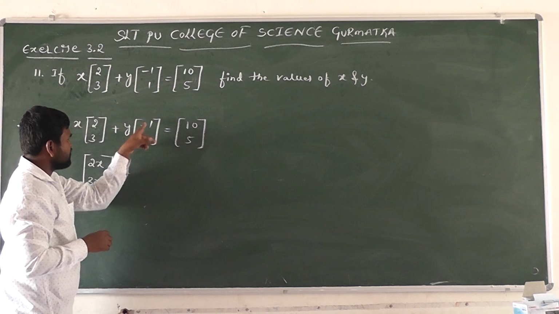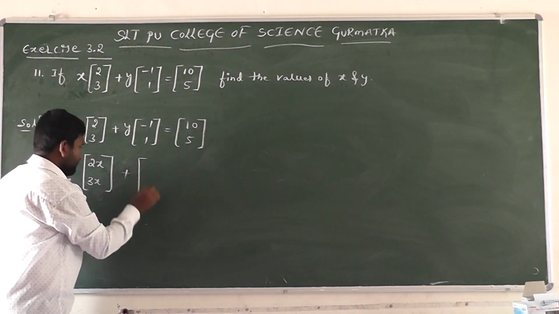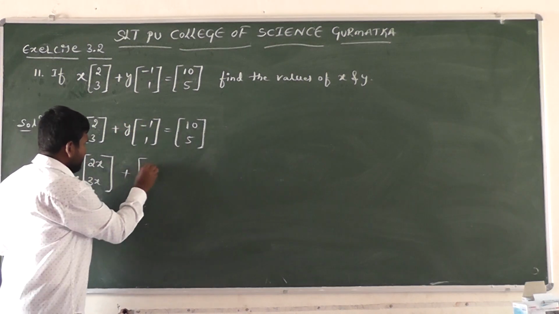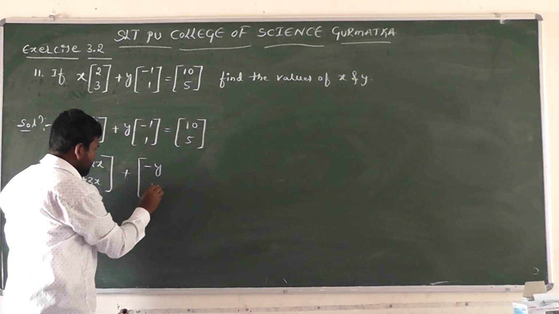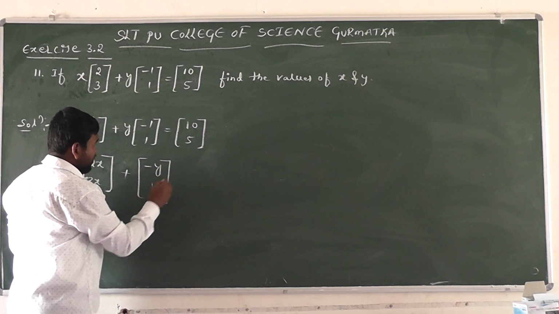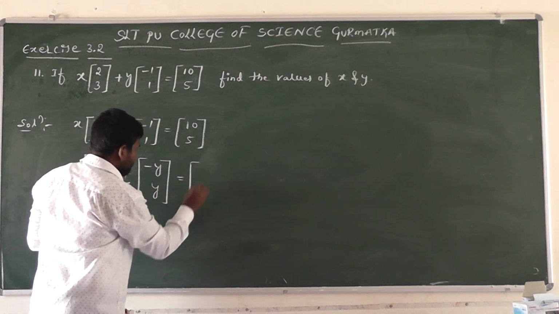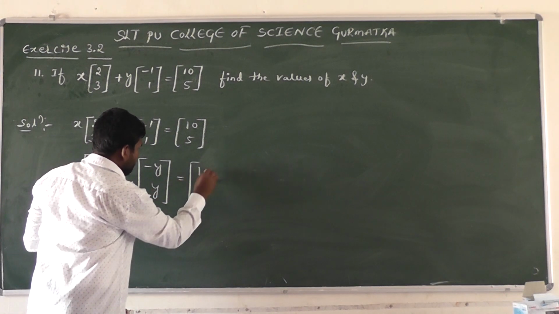Next, plus, here also we use matrix multiplication. We have to multiply y with every element inside. Y into minus 1 is minus y, and y into 1 is y. It is equal to 10, 5.